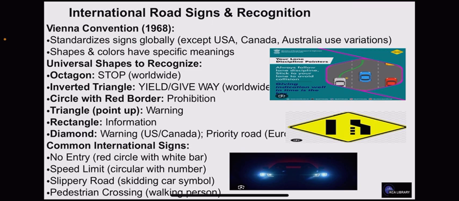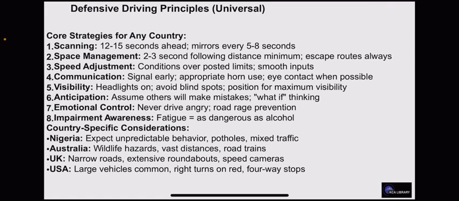Common international signs: for no entry, we have a red circle with a white bar. Speed limit, we have the circle with the number of the speed limit, as we've seen in our previous slides. Then we have the slippery road, with a skidding car symbol, and the pedestrian crossing, with a walking person as the symbol. These are the common international signs.